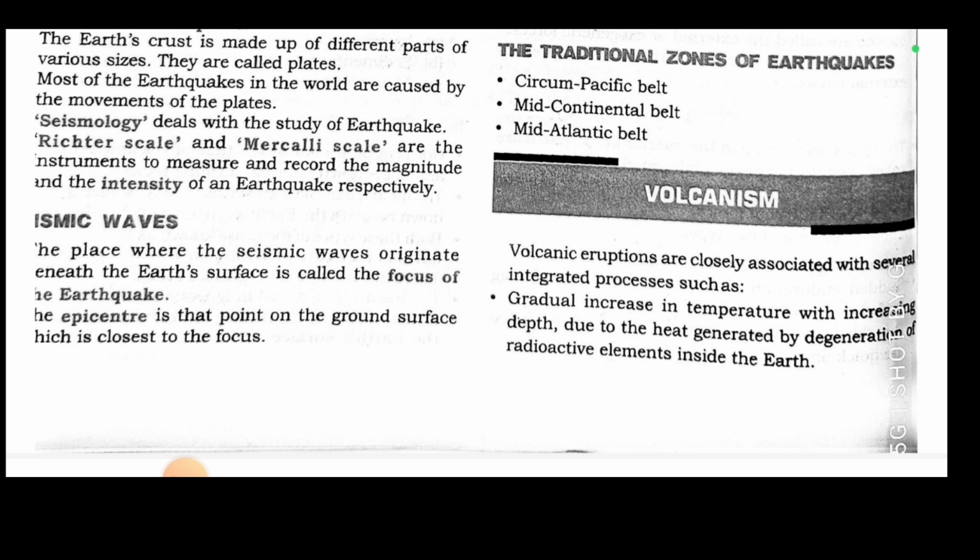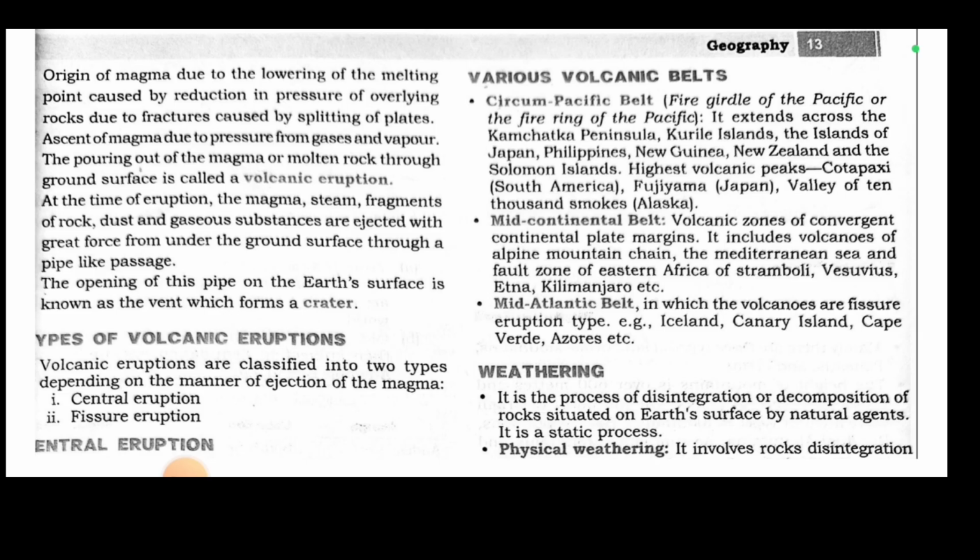Volcanism. Volcanic eruptions are closely associated with several integrated processes, such as a gradual increase in temperature with increasing depth due to the heat generated by the degeneration of radioactive elements inside the earth; origin of magma due to the lowering of the melting point caused by reduction in pressure of overlying rocks due to fractures caused by splitting of plates; and ascent of magma due to pressure from gases and vapor.